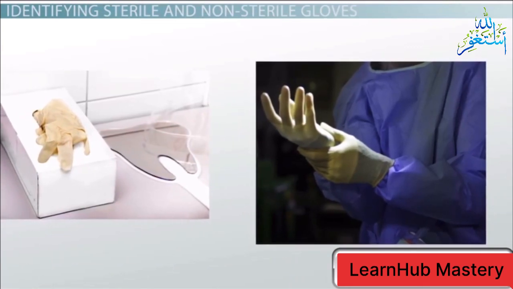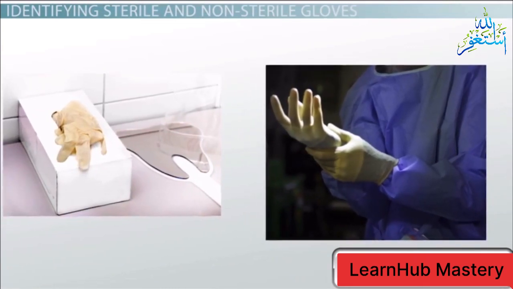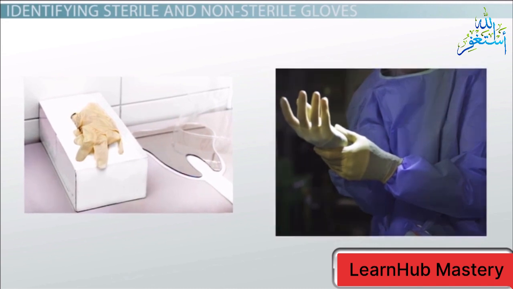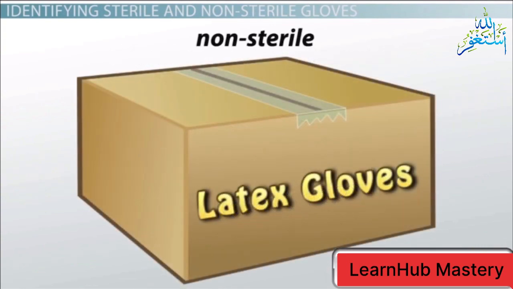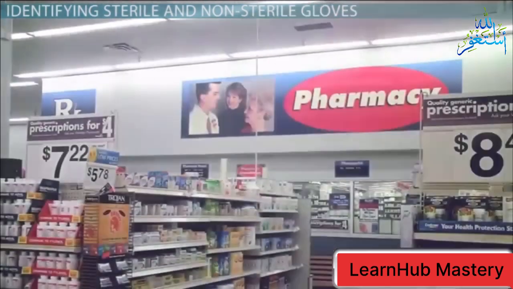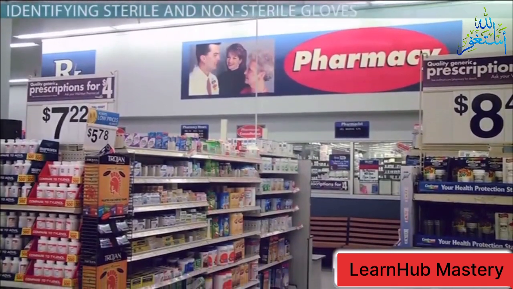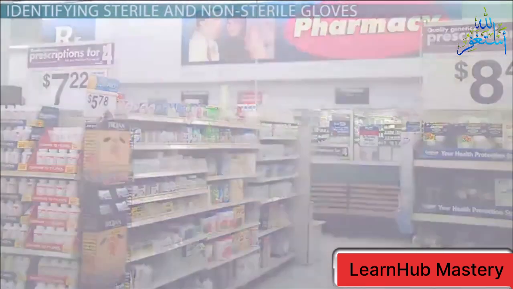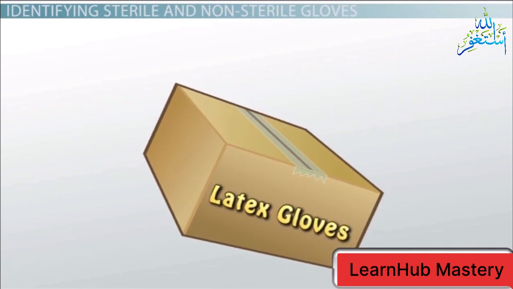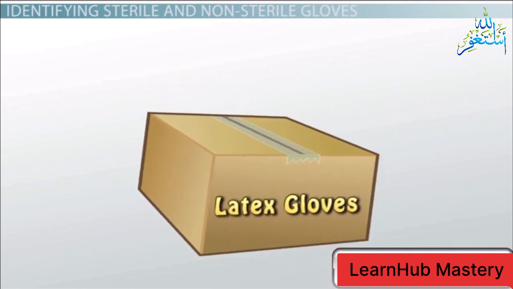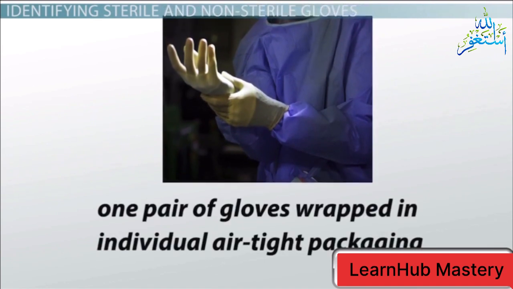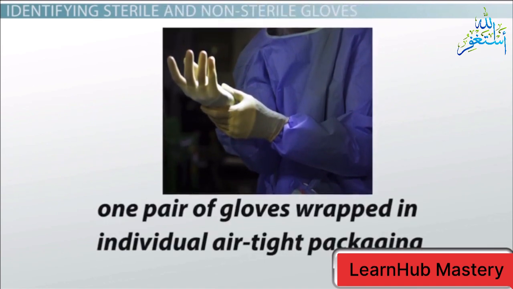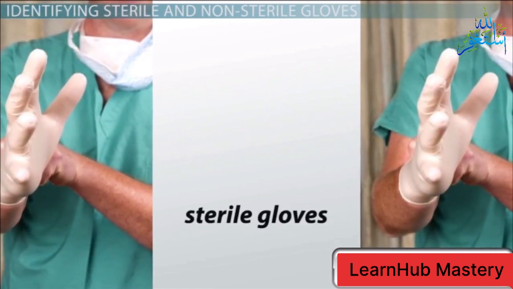Well, besides the obvious, which is whether or not they're labeled sterile or not, you can tell by the type of packaging they are in. If you see that a bunch of gloves are found in the same container, not separated by anything, they are likely non-sterile. An example of this would be your regular box of gloves you can buy at the local drugstore corner pharmacy. It's just a bunch of gloves all in one container, not separated into individually wrapped pairs. On the other hand, if you see only one pair of gloves wrapped in individual airtight packaging, they are likely sterile gloves.